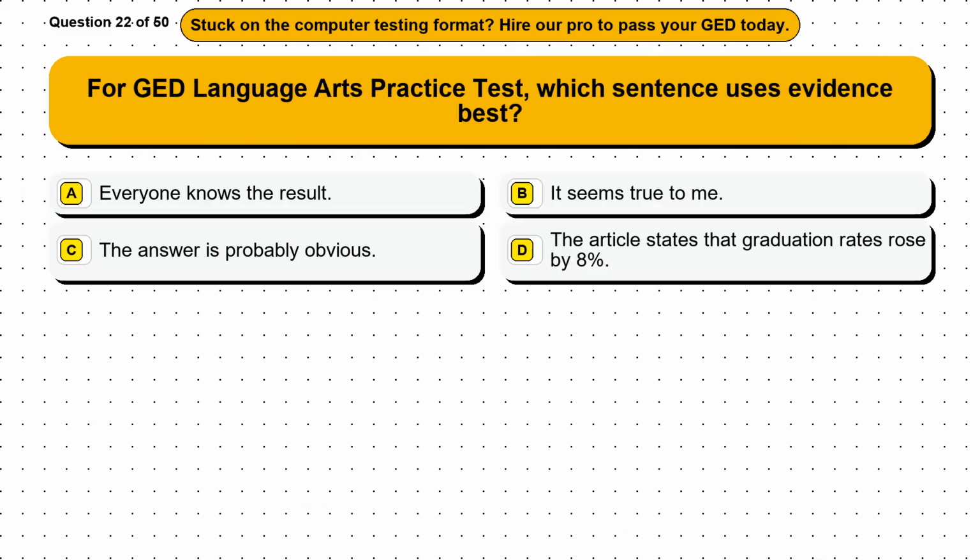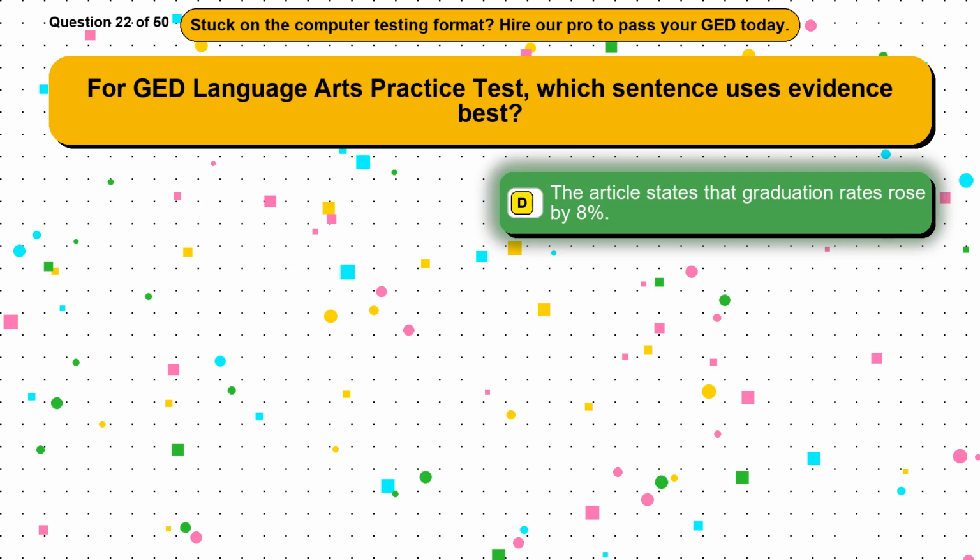Question 22. For GED language arts practice test, which sentence uses evidence best? Option A, everyone knows the result. Option B, it seems true to me. Option C, the answer is probably obvious. Option D, the article states that graduation rates rose by 8%. The correct answer is option D.